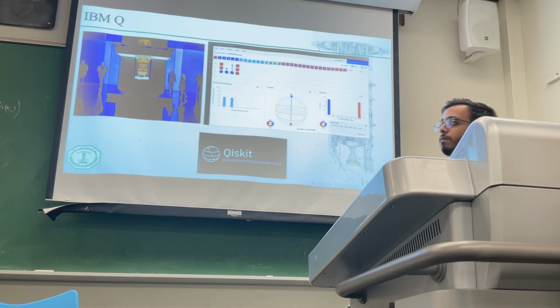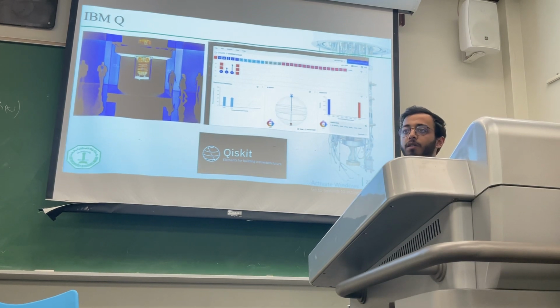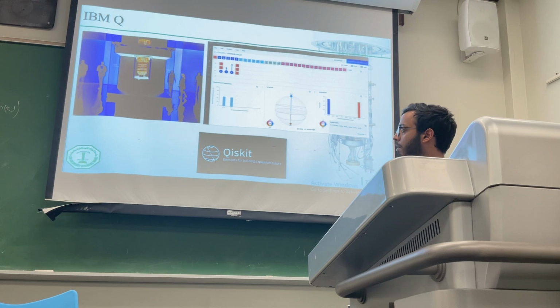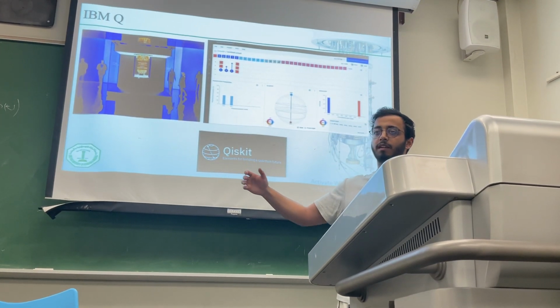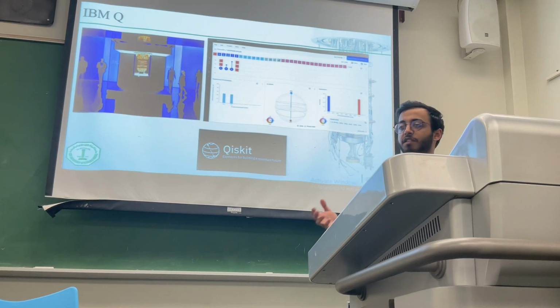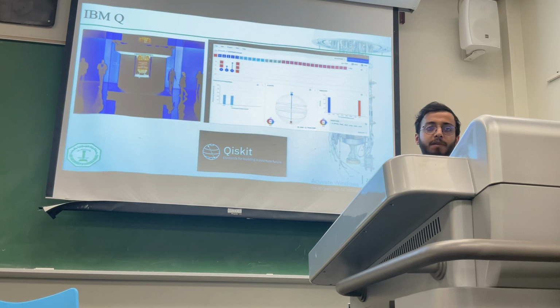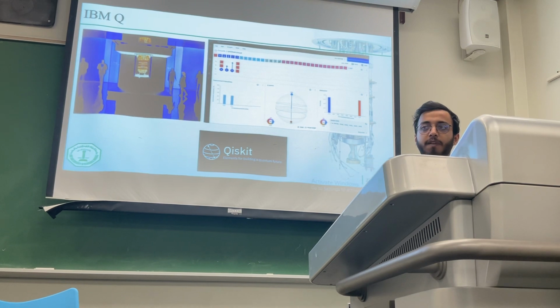IBM is one of the most pioneering companies in this field. They have their own quantum computer, and they have this online platform called Qiskit. It's a treasure. It has a step by step textbook, with prerequisites from the physics side and the computer science side. It's a very comprehensive textbook that is free and available online.